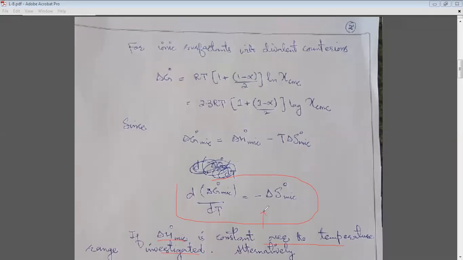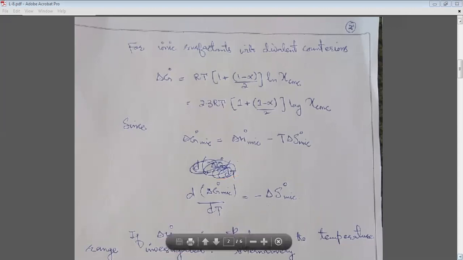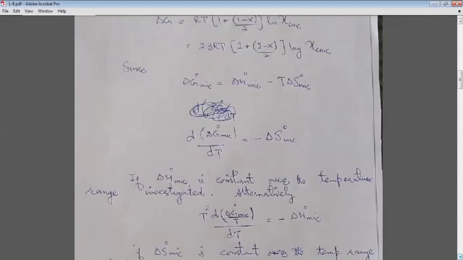Also we can take another equation into consideration to calculate the enthalpy of micellization. For that we have to take temperature squared times the differential of delta G degree of micellization upon temperature, with respect to temperature, then you can calculate minus delta H degree of micellization also. Okay, so this equation is basically valid.